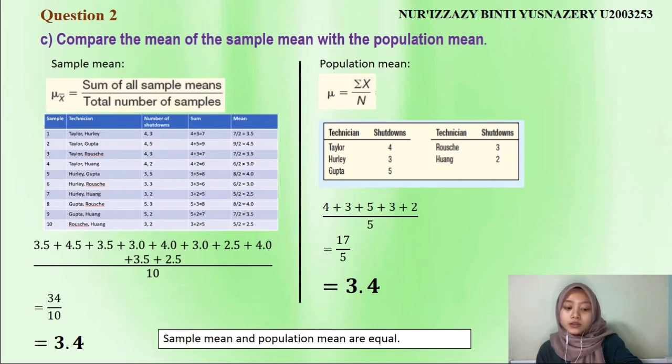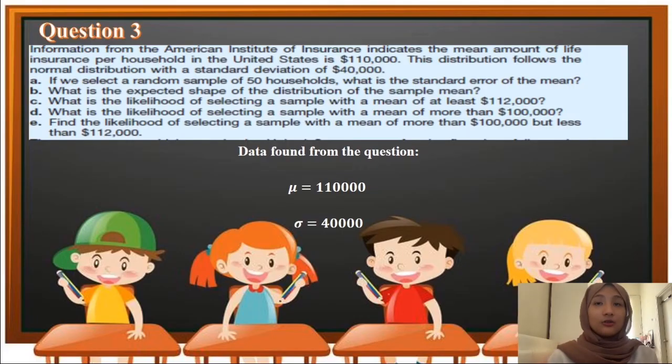Then you will get 3.4 for the population mean. So to compare or to conclude, the sample mean and the population mean are equal. Moving on to question 3.